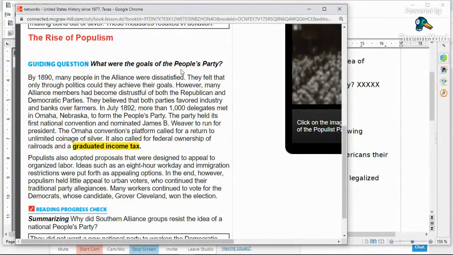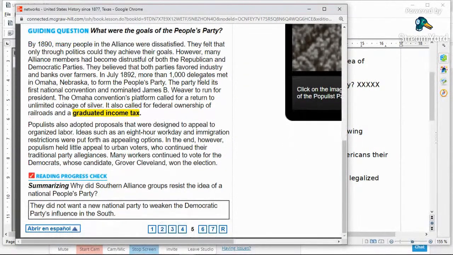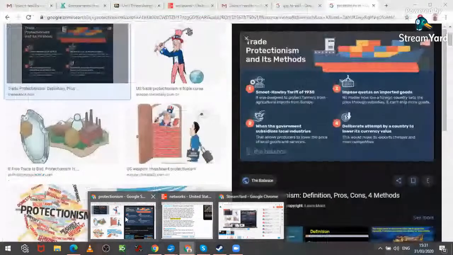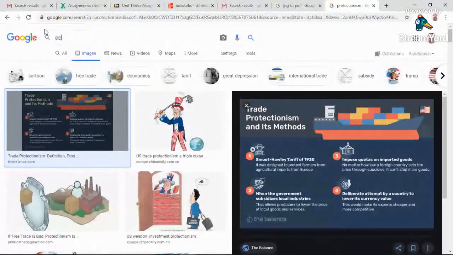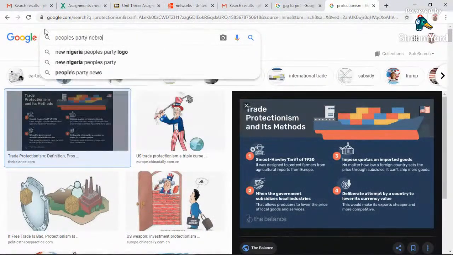What were the goals of the People's Party? Many people were dissatisfied, okay? And the only way to achieve their goals would be through politics. But they didn't trust the Republicans or the Democrats. They believed that both of these parties worked with the bankers more than the farmers. So we have a meeting of 1,000 delegates in Nebraska, and they form the People's Party, okay? And they had their first national convention to try to nominate a president, the People's Party, Nebraska.